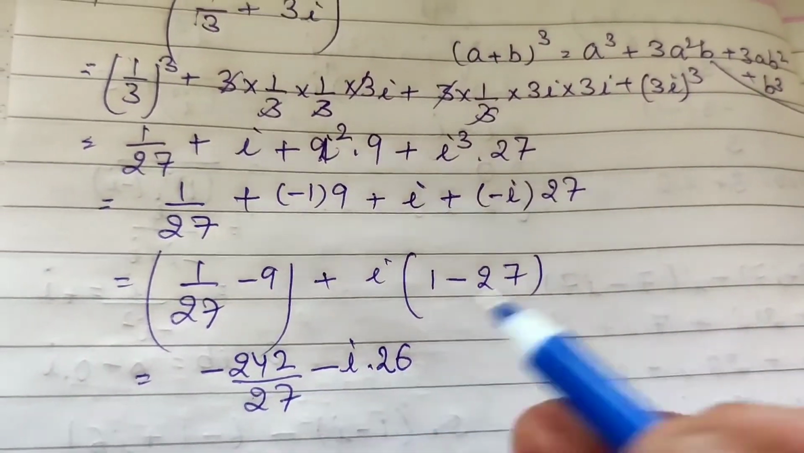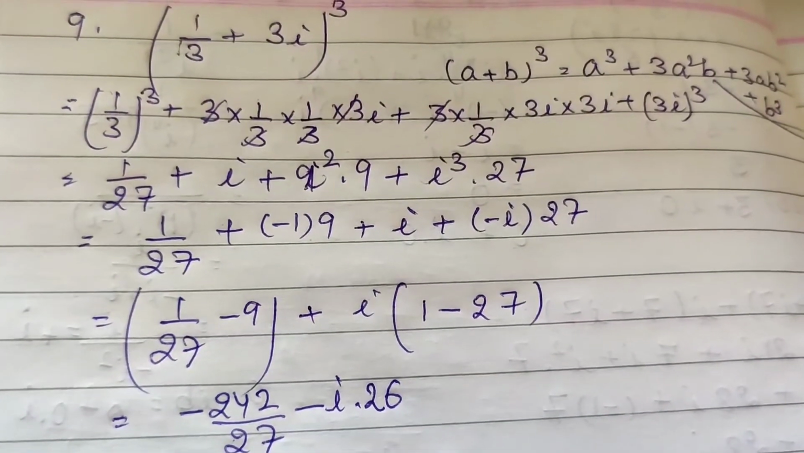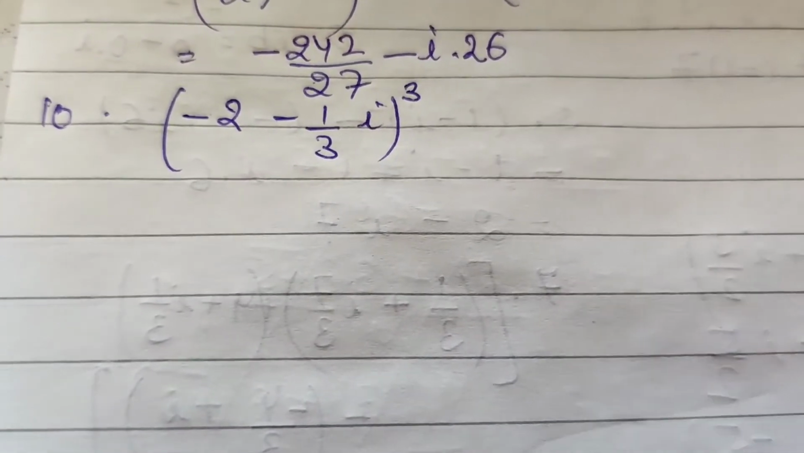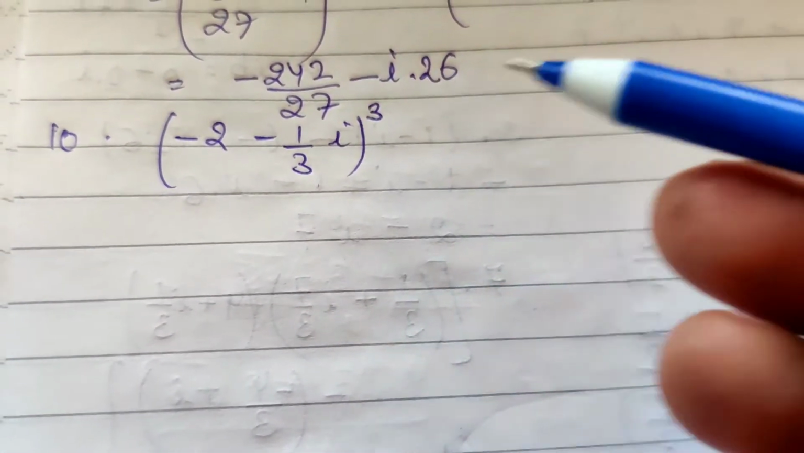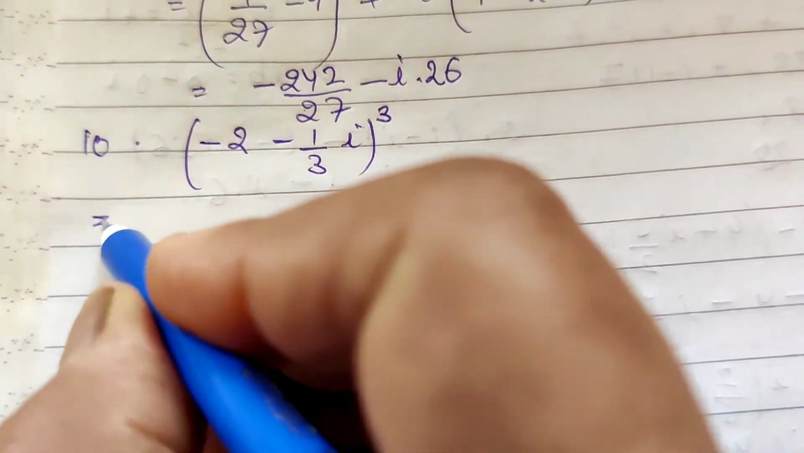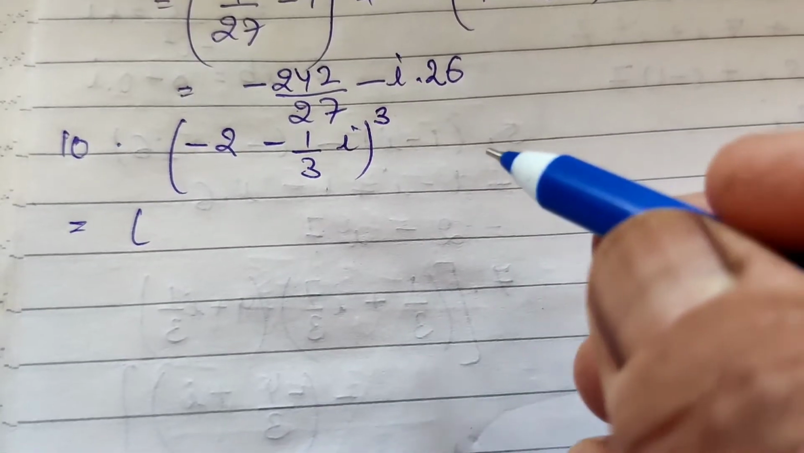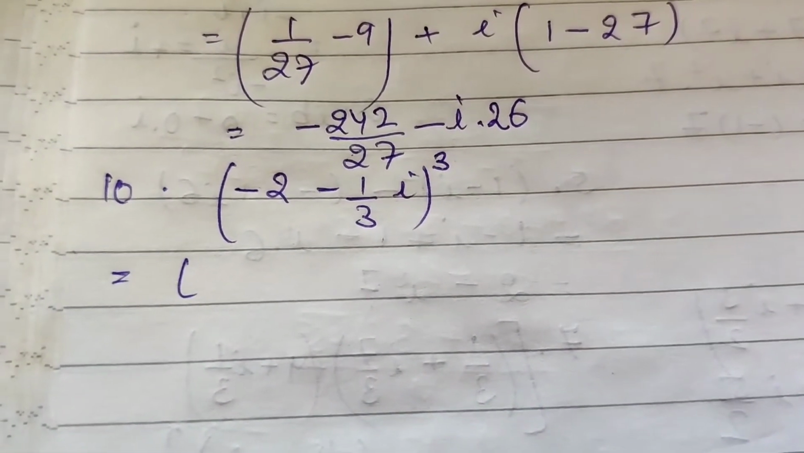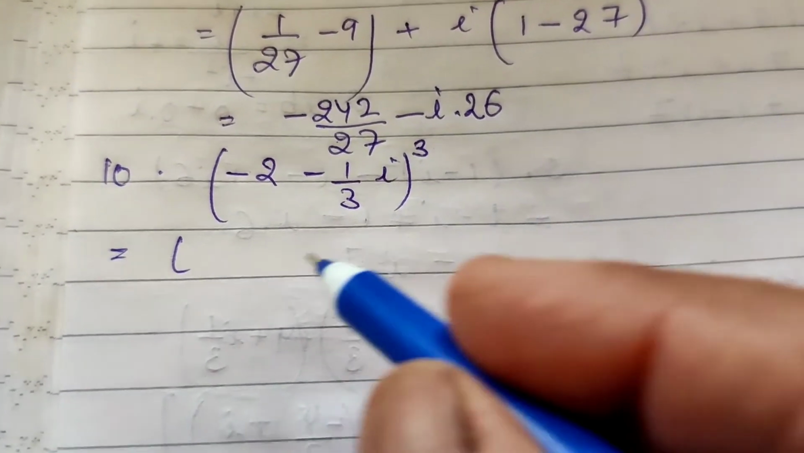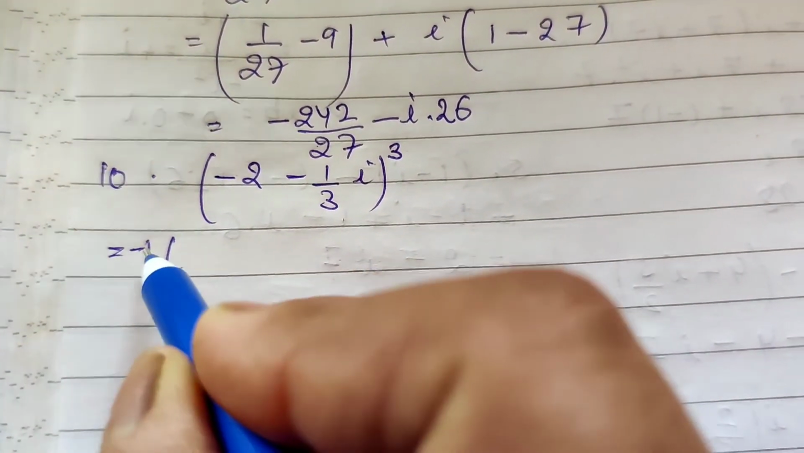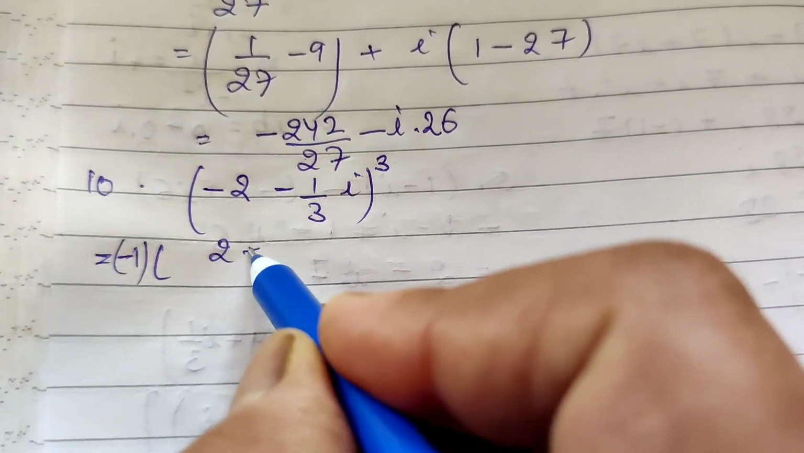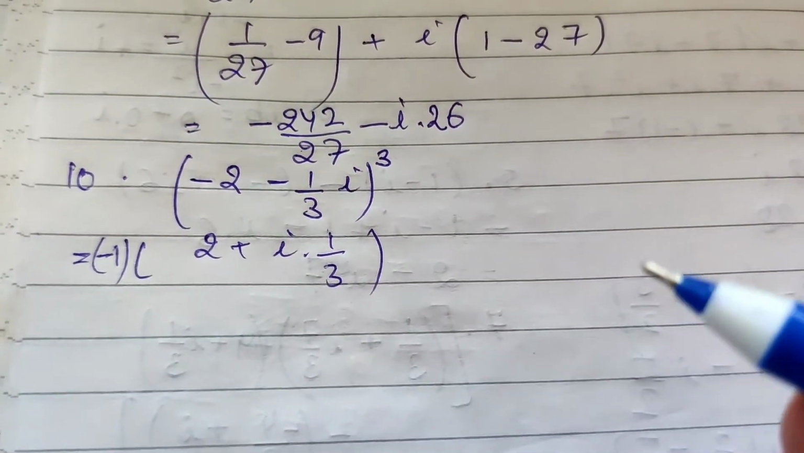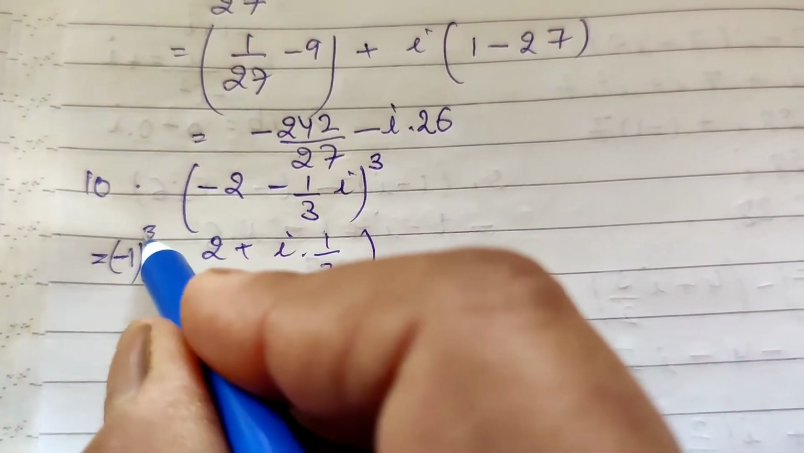This is in the form of a plus ib. Just expanding the formula of a plus ib whole cube: minus 2 minus 1 by 3 i whole cube. The same formula, a minus b whole cube, by using the formula. Take minus 1 common, and it is 2 plus i by 3, i into 1 by 3. Okay, minus 1 whole cube outside.